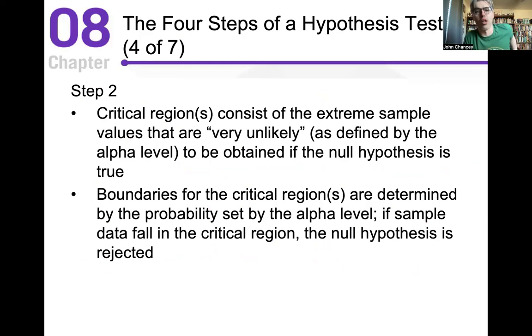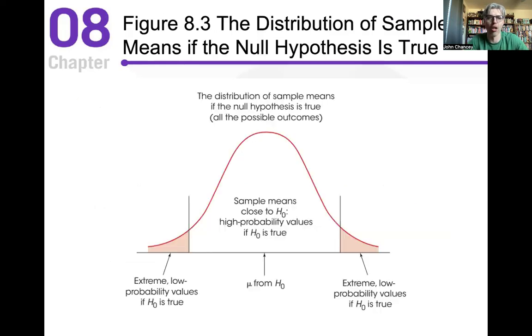Step two, we define those critical regions. Those consist of extreme sample values that are very unlikely to be obtained if the null hypothesis is true. We set the boundary for those critical regions, and they're determined by the probability set by the alpha level. And this is where we start getting into the hypothesis testing: if our sample falls in those critical regions, the null hypothesis in this case is rejected. If our sample data does not fall within those critical regions, then we're failing to reject, or we're retaining, the null hypothesis.